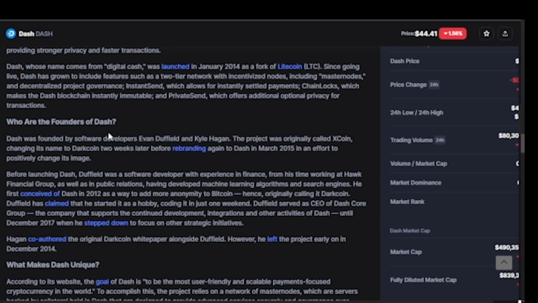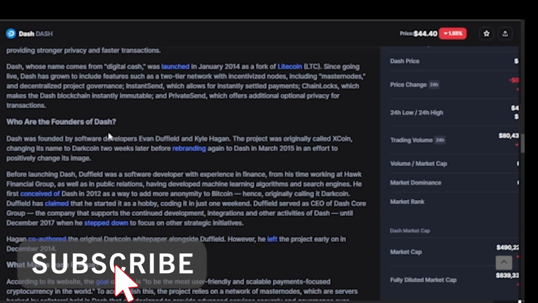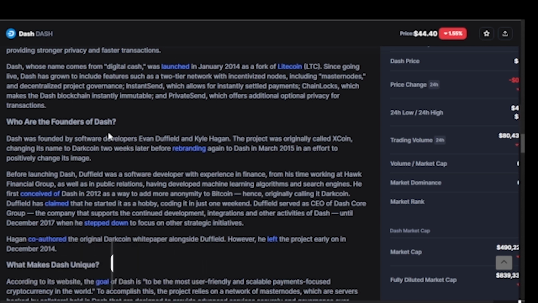So guys, what is the Dash? Dash, whose name comes from digital cash, was launched in January 2014 as a fork of Litecoin. Since going live, Dash has grown to include features such as a two-tier network with incentivized nodes, including master nodes and decentralized project governance, InstantSend, which allows for instantly settled payment, ChainLocks, which makes the Dash blockchain instantly immutable, and PrivateSend, which offers additional optional privacy for transactions.